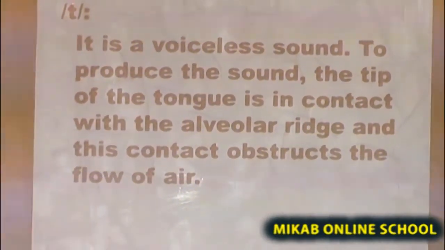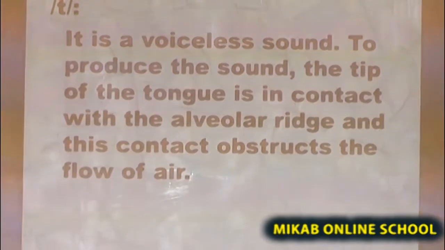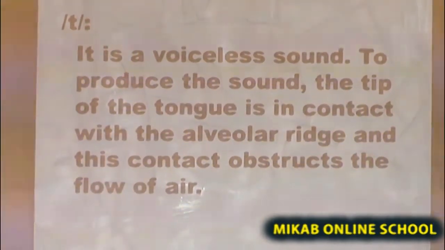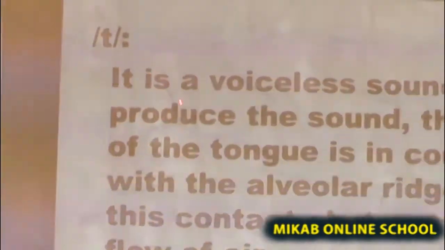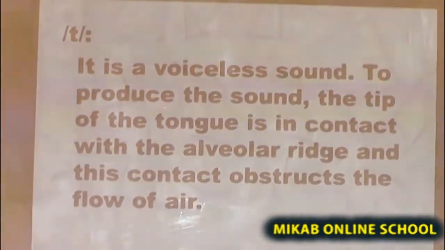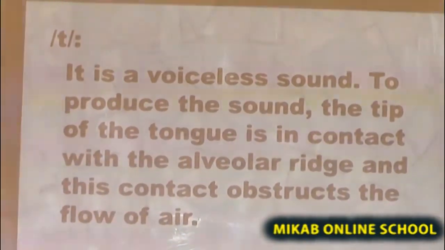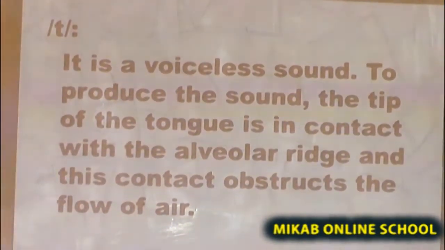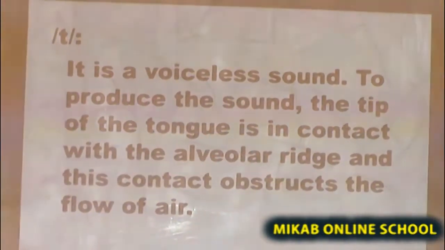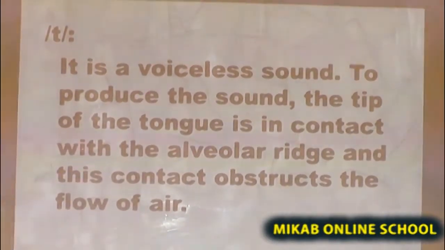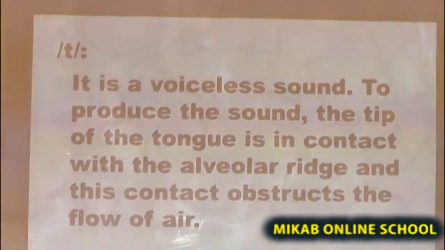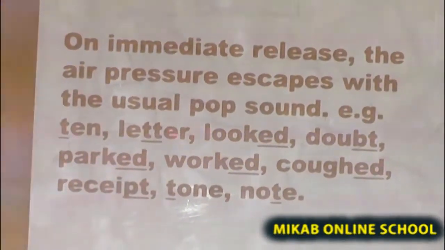Then the next one is this sound. It's called ta sound. It is also a voiceless sound. To produce this sound, the tip of the tongue is in contact with our alveolar ridge, and this contact obstructs the flow of air. I've told you the unique characteristic of consonant sound is that the air from the lung is always obstructed. So that is what happened here. It is ta sound. Let's look at the examples.